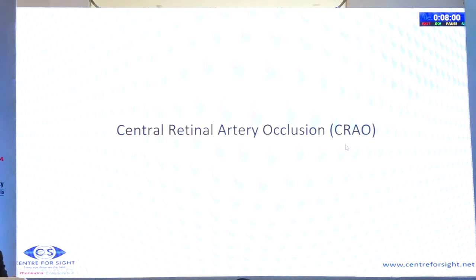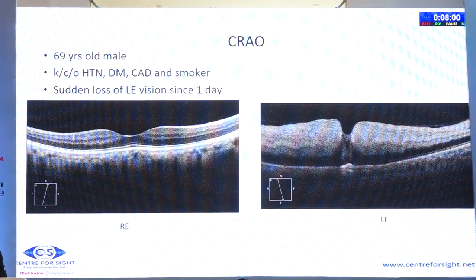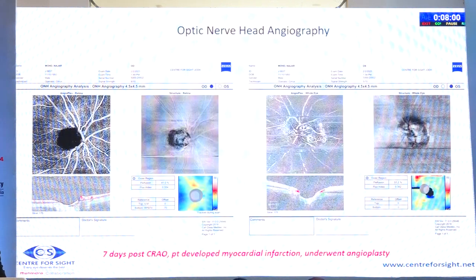And another is CRAO, which on presentation does involve inner retinal layers and edema of the layer. This is a patient who presented to us with CRAO in the left eye, and we did an OCTA of both eyes. You see the right eye is near about normal. The peripapillary angiograph is normal. In the left eye, you can see these extensive capillary dropout areas.